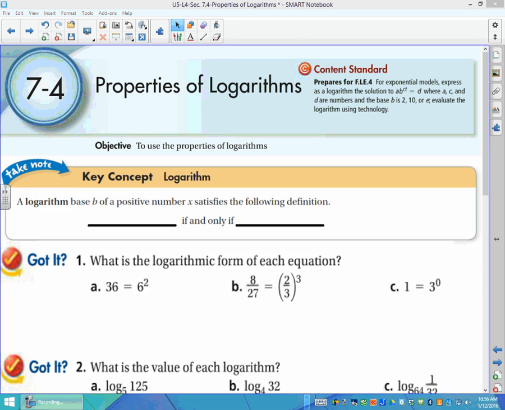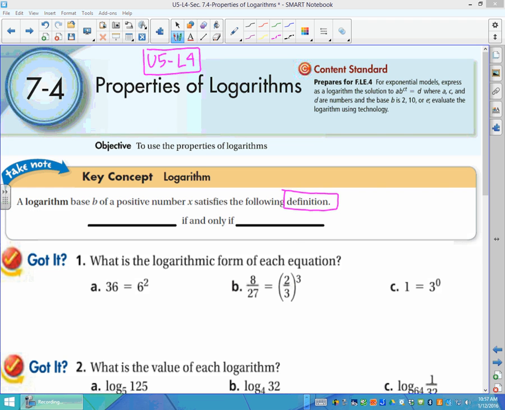This is section 7.4, properties of logarithms, in our book. But with what we have been doing this year, dividing our material into units, this is unit 5, lesson 4. Before I talk about properties of logarithms, I'm going to review the definition of a log. If you don't know that already, this is a good place to get it. So, what we talked about earlier is the actual definition of a log.